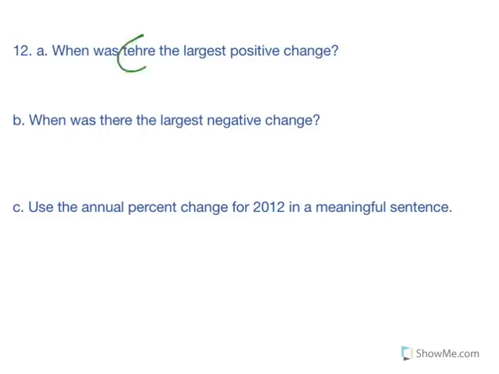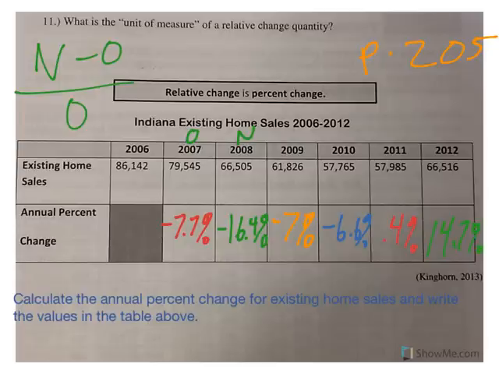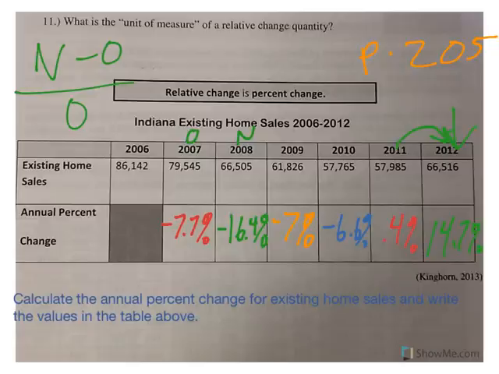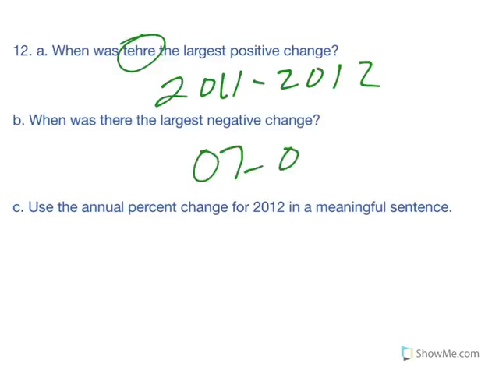So there's a nice typo. When was there the largest positive change? Looking at our table here on page 205, the largest positive change came in 2012. That means from 2011 to 2012, we had the largest positive change. What about negative? Well, here is the biggest negative, negative 16.4. So that's from 2007 to 2008. So 07 to 08 is the largest negative change.